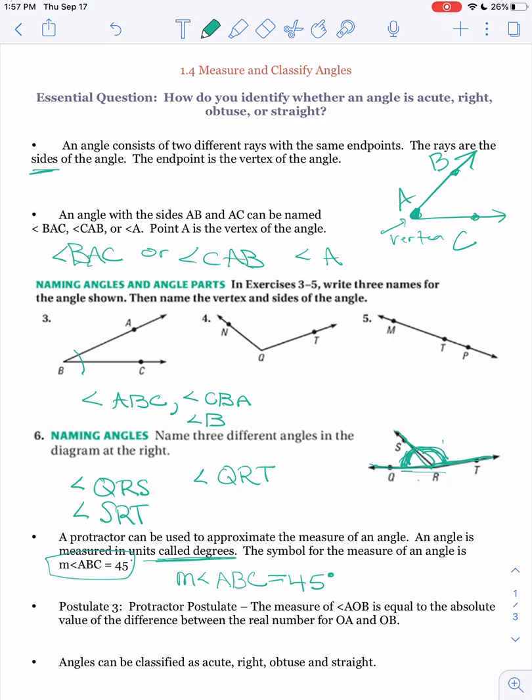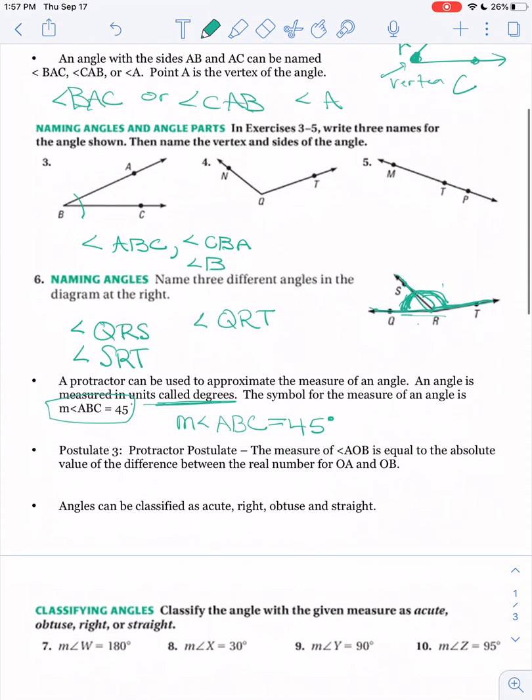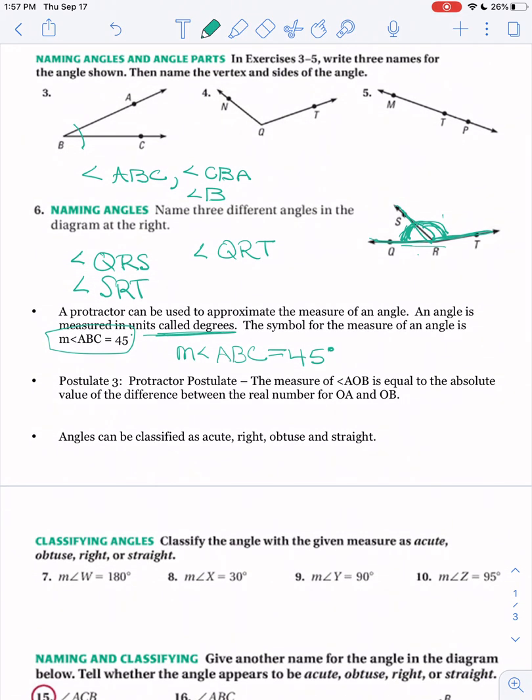There's a postulate about that, and remember, postulates are obvious truths. So it says, hey, if you're looking for the measure of angle AOB, so let me just sketch that for you. Here's good old angle AOB. And it says you want the absolute value of the difference between the real numbers where AO is pointing and OB is pointing. So let me just draw that for you. So let's pretend we have a protractor on here. In geometry, a protractor goes from 0 to 180. We don't go less than 0 or more than 180.